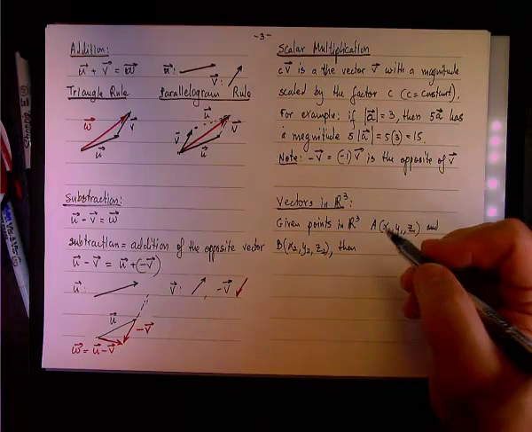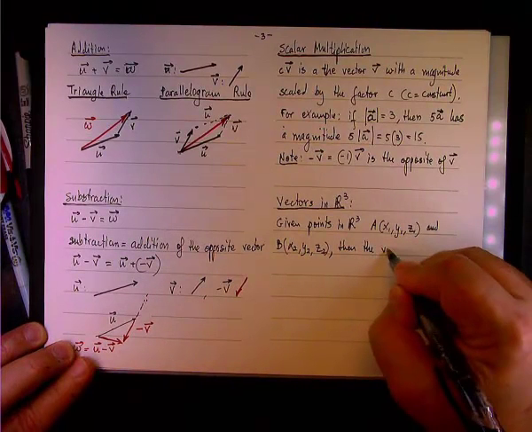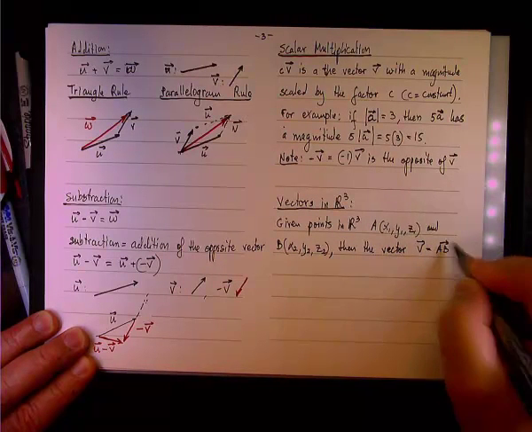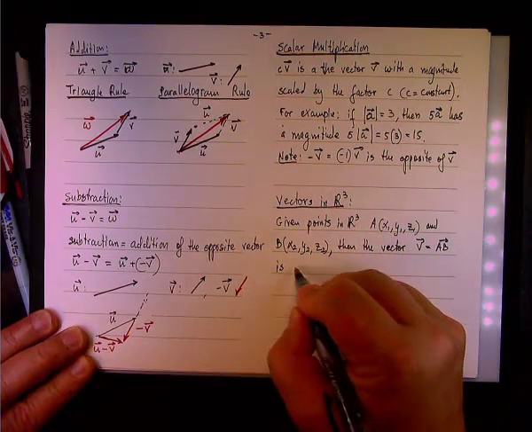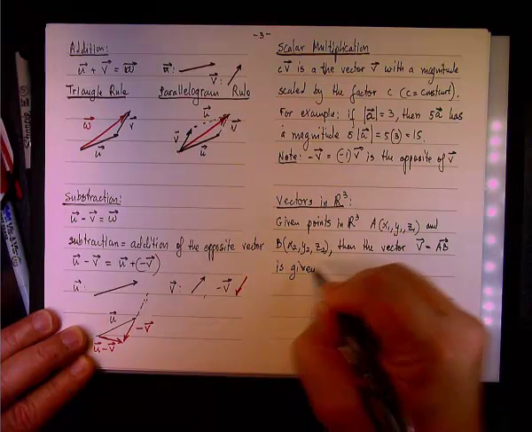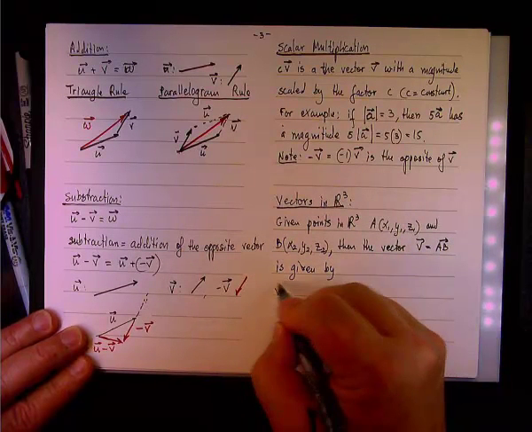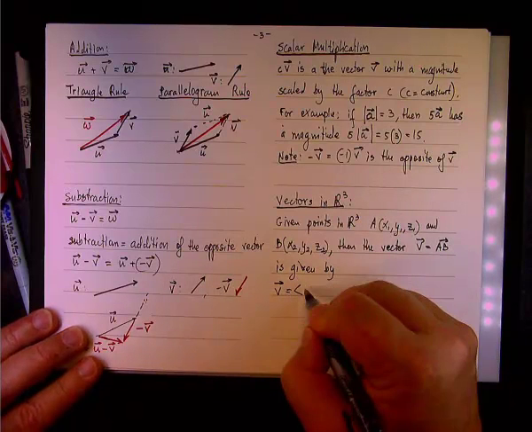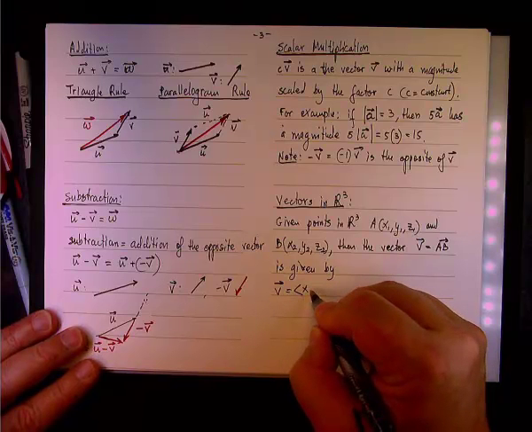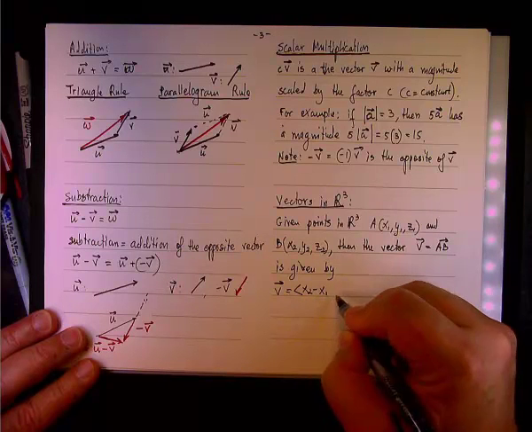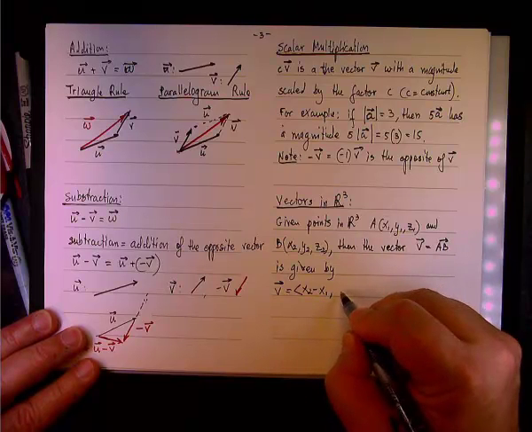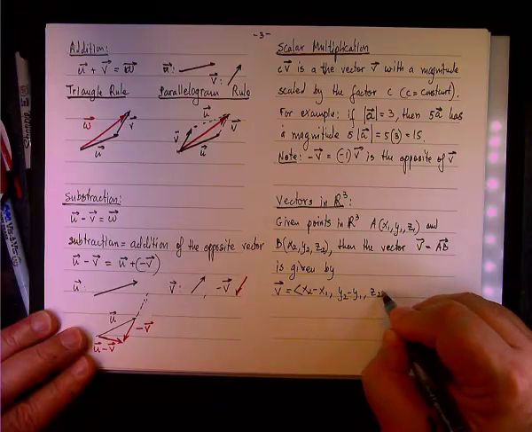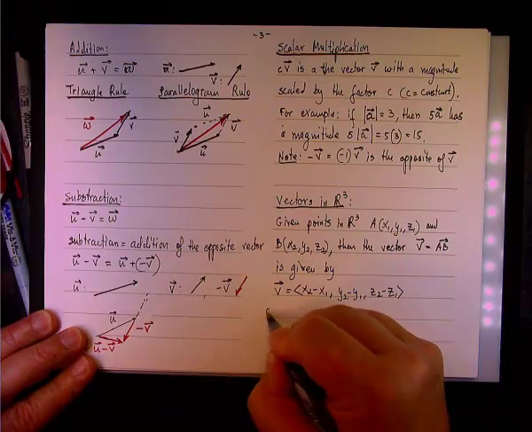then the vector, let's say V equals the vector AB from A to B, is given by, and we can write V, if we use this notation, as the difference in the x values, in the x coordinates. So it will be the quantity x2 minus x1, and then the y component, of course, will be y2 minus y1, and the z component will be z2 minus z1.